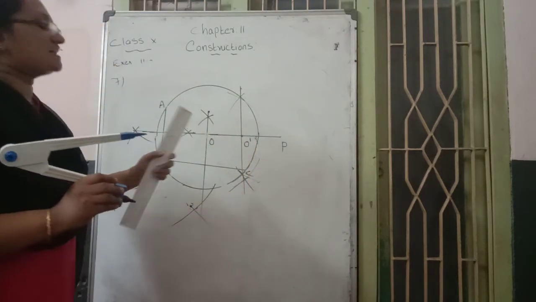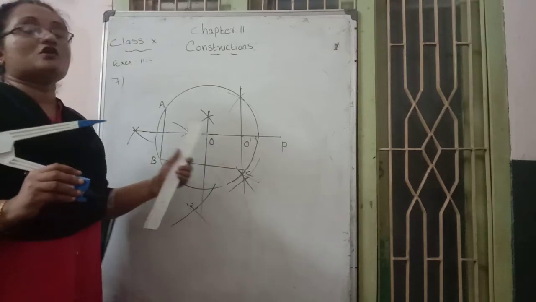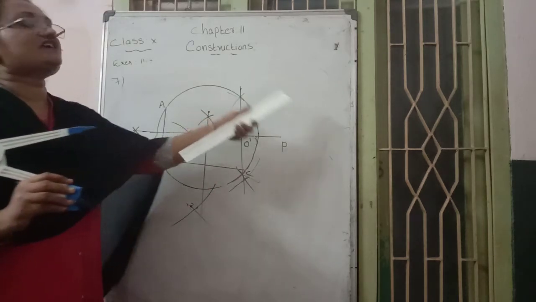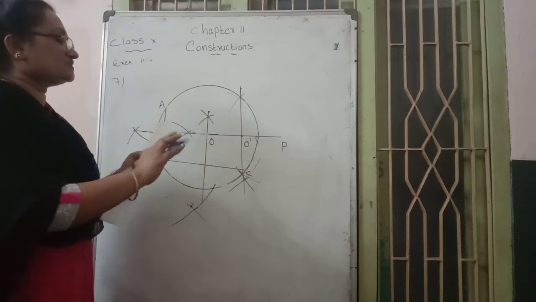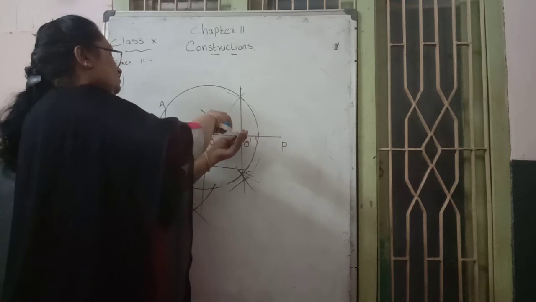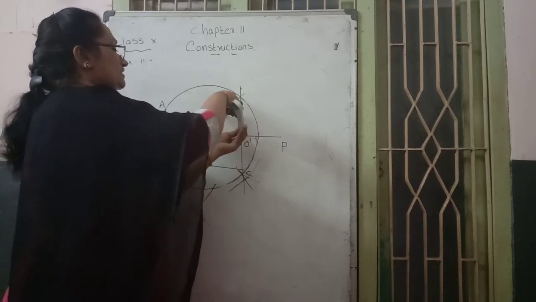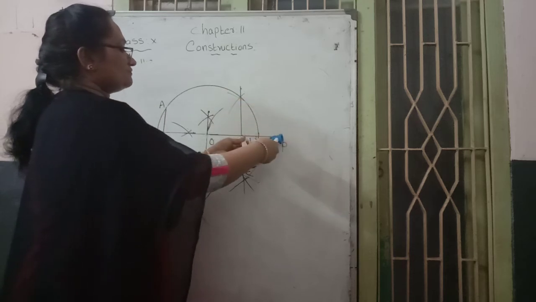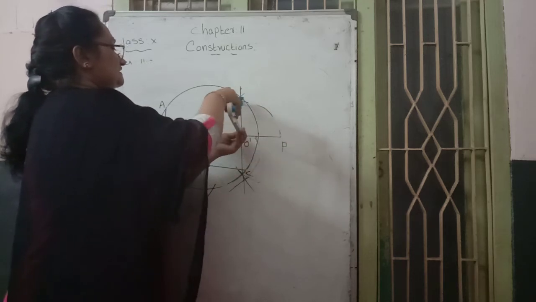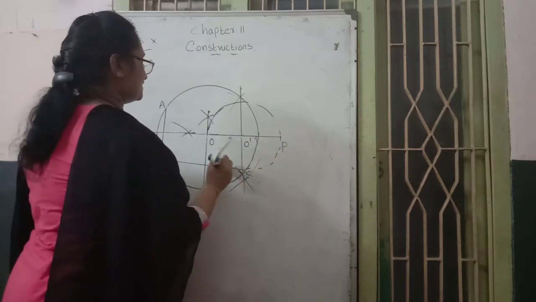Take O dash as center and O to O dash distance as radius, and draw a second circle. A full circle or a half circle you can draw. O dash as center, O dash as radius, draw a circle like this. These are the two circles.